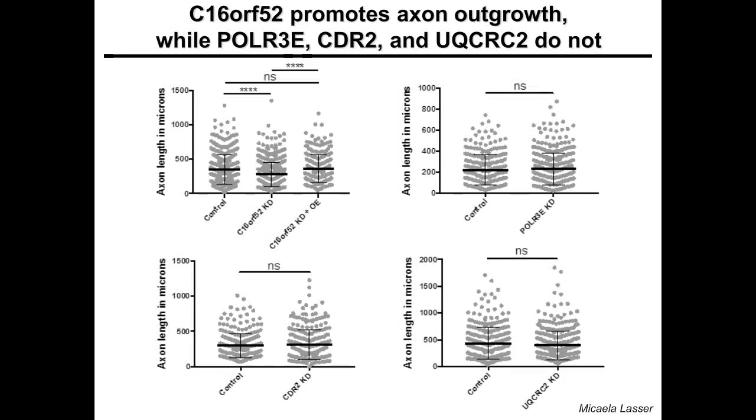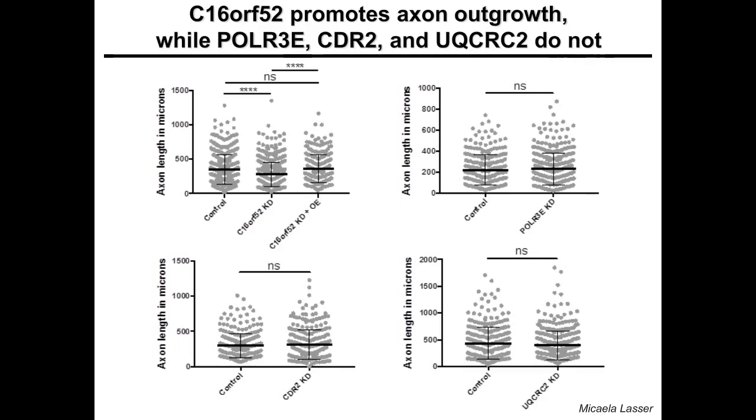So on the top left, you can see knocking it down leads to shorter axons, and this could be rescued by adding back C16orf52 mRNA. But knocking down the other genes has no effect on axon outgrowth. So C16orf52, nothing is known about this gene, and so this is the first known function, playing some sort of role in axon outgrowth.